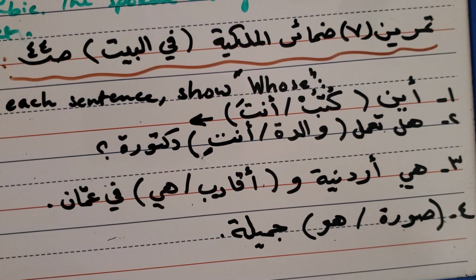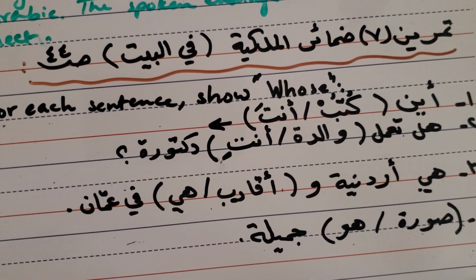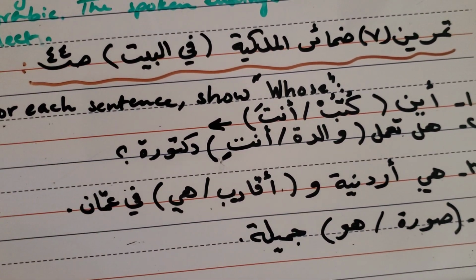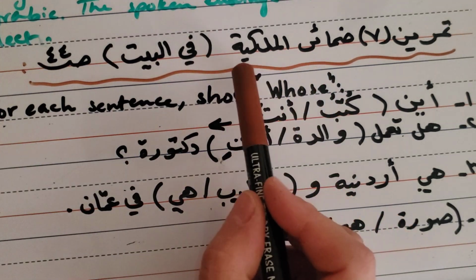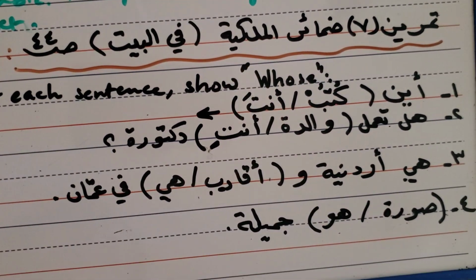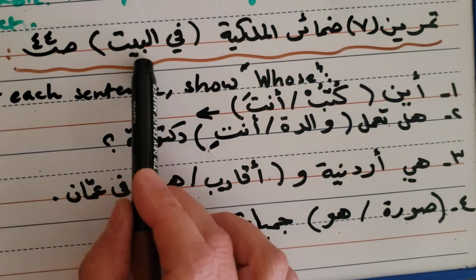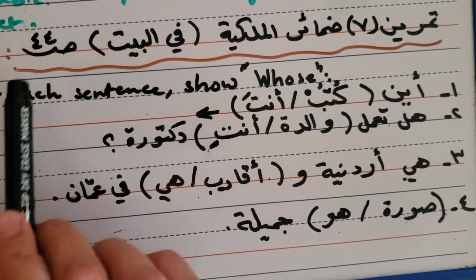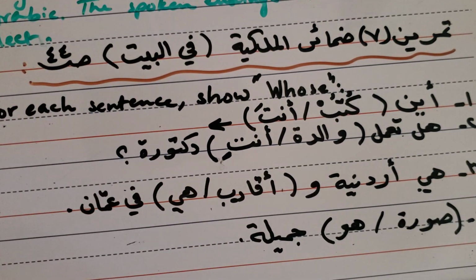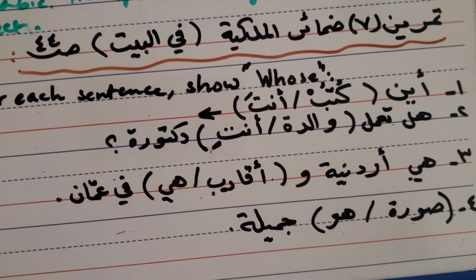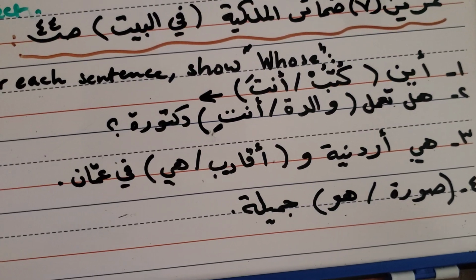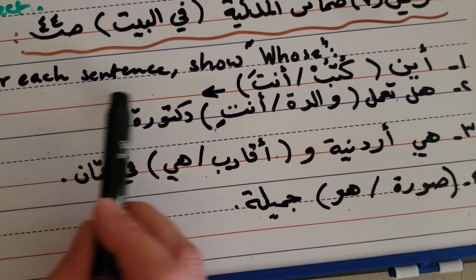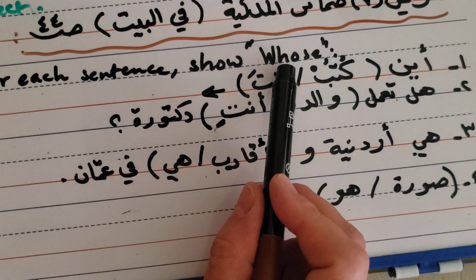Okay, let's take a look here at the تمرين exercise 7. ضمائر الملكية, possessive pronouns. This belongs in the lesson في البيت, page 44, and we're still on الكتاب في تعلم العربية, book 1, second edition. All right, so here they're asking us for each sentence, show whose.